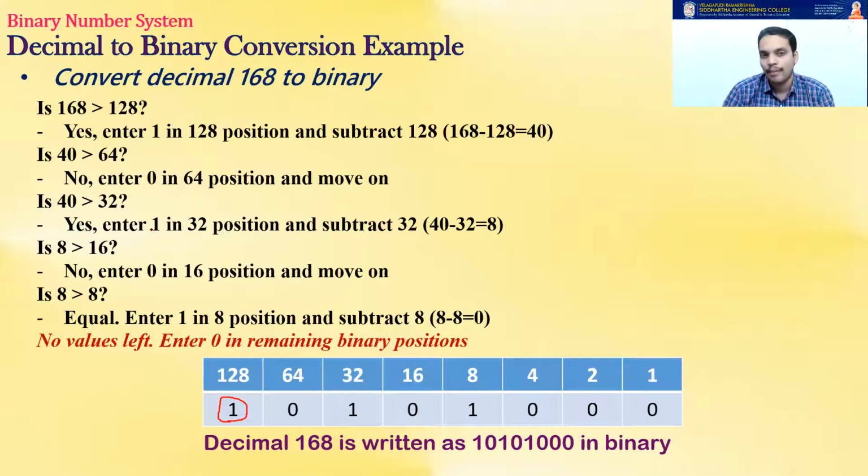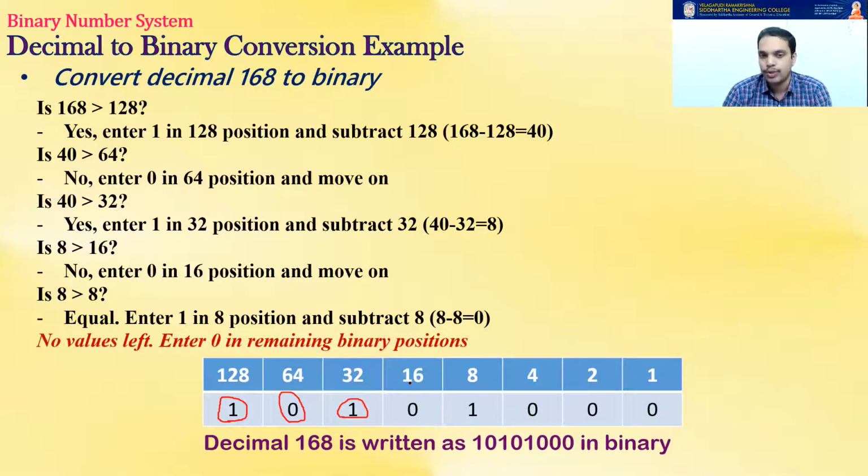Okay. Now let me compare. What is the next one after 128? The position is 64. Is 40 greater than 64? No. So I put a 0 there because 40 is not greater than 64. I move on. The next position is 32. So when I have 32, once again I compare. Is 40 greater than 32? Yes. Now I put a 1 in the 32 position. Once I put a 1 here, I have to subtract 32 from 40. I get a remainder of 8.